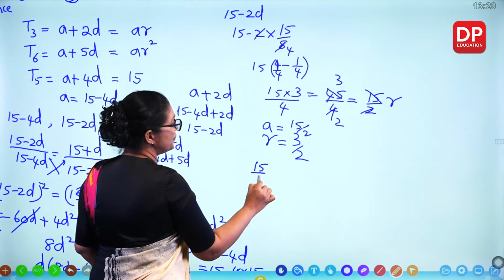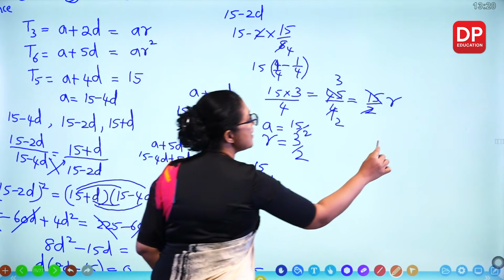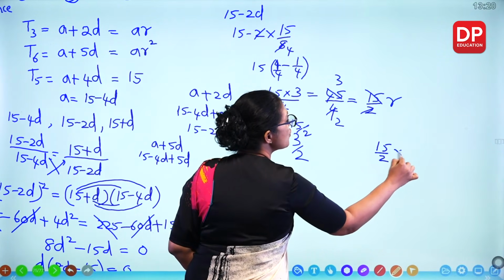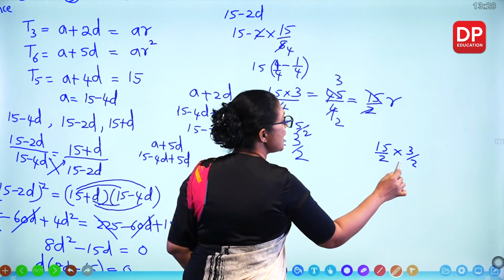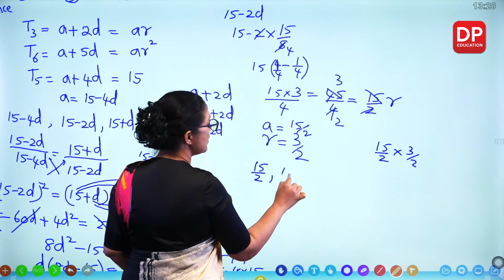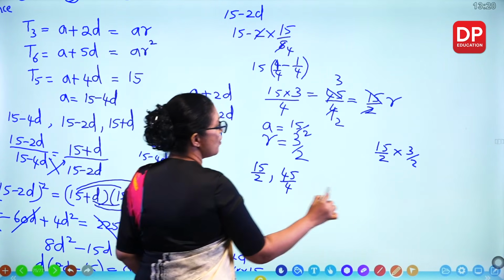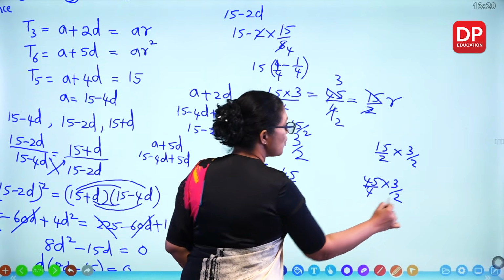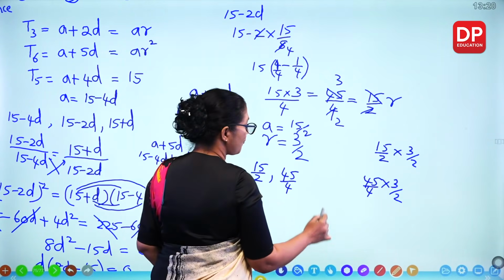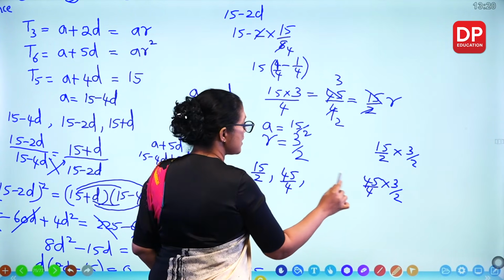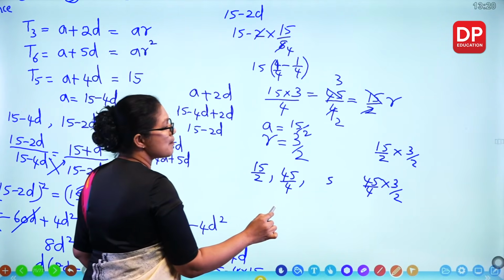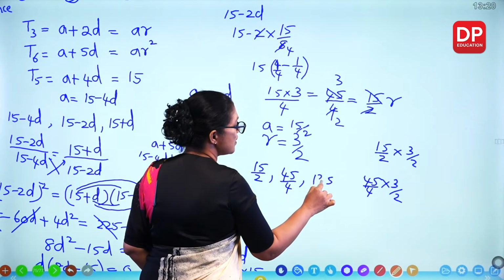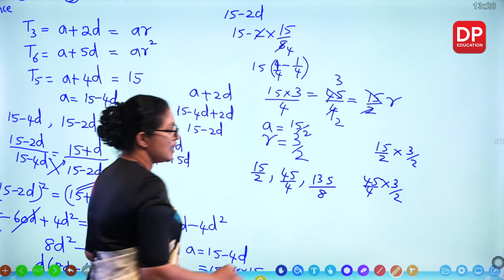15 over 2 multiplied by 3 over 2. You get 45 over 4. Then 45 over 4 multiplied by 3 over 2 again. You get 3 times 5, 15. 3 times 4, 12 plus 1, 13 over 8.